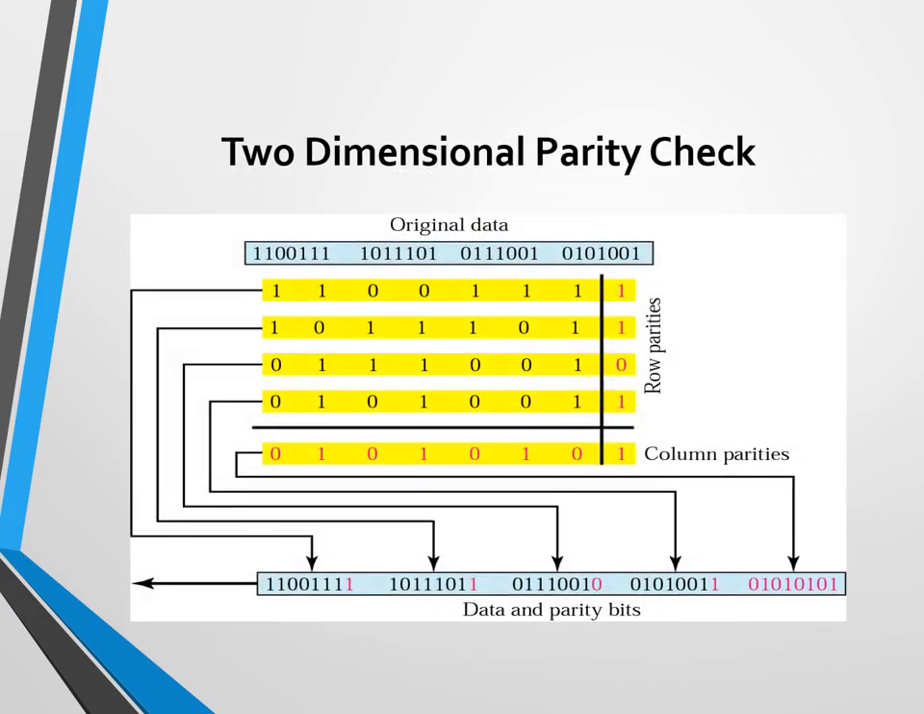Here you can see a two-dimensional parity bit check error method. 1, 2, 3, 4, 5, 6, 7. They all are the 7-bit data stream. Here we will add parity. First of all, we will count the number of ones. 1, 2, 3, 4, 5. Since we have to make even parity, we will put 1 here. Then 1 2 3 4 5, again odd, so again 1 comes here. Then 0 1 1 1, 3, 4 ones, so 0 comes.